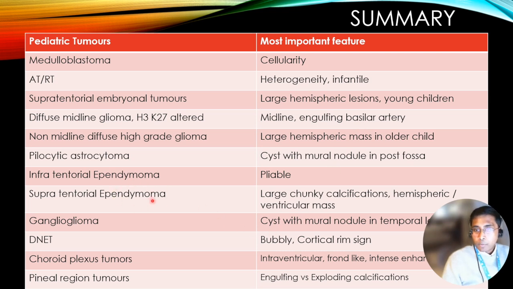Encasement or engulfment of the basilar artery is a very critical feature there, which would help us make the diagnosis. A supratentorial ependymoma, on the other hand, as I told you before, has calcifications as a very important feature, and they have this periwinkle sign or periwinkle calcifications which help us make the diagnosis. Gangliogliomas in the supratentorial parenchyma have a cyst with a mural nodule configuration and will intensely enhance. DNETs typically will be bubbly in appearance and will have a cortical rim. Choroid plexus tumors, we saw, will have a frond-like appearance and intense post-contrast enhancement. They tend to be intraventricular, predominantly in the lateral ventricle. A pineal region mass usually will have calcifications, which help us distinguish an engulfing and exploding pattern.